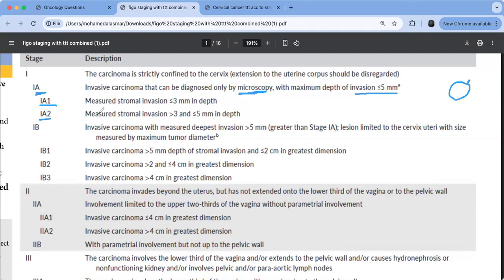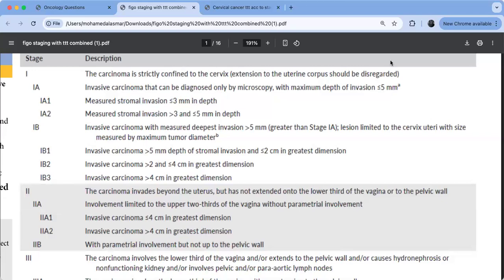For 1A2, this is measured stromal invasion of more than 3 but up to 5 millimeters. So it means like 4 or 5. Okay, 5 is half a centimeter in depth. In 1B, this is invasive cancer measured as depth of invasion more than 5, more than stage 1A, of course. But here, the maximum tumor diameter is important. So what is the maximal tumor diameter?